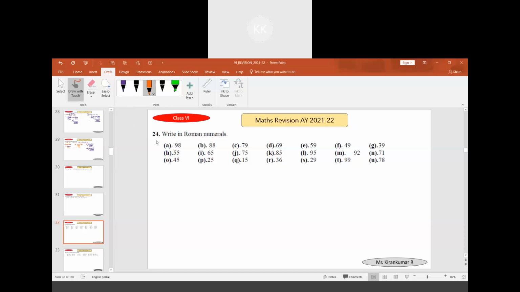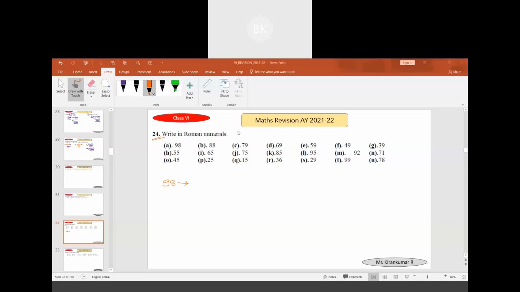Let's see this question. We have to write 98 in Roman numerals. The answer is XCVIII. Why? Because XC is 100 minus 10, which is 90, and VIII is 8.